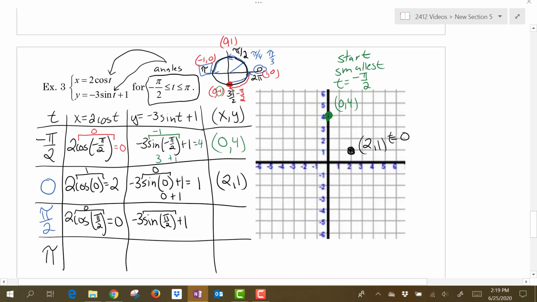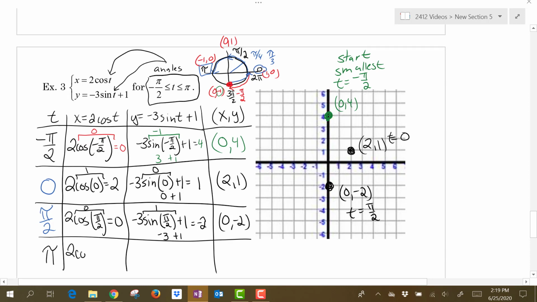Alright, using my unit circle, sine of pi over 2 is 1. So that's negative 3 times 1. That's negative 3 plus 1, which gives me negative 2. So 0 comma negative 2. That happens at a t value of pi over 2.